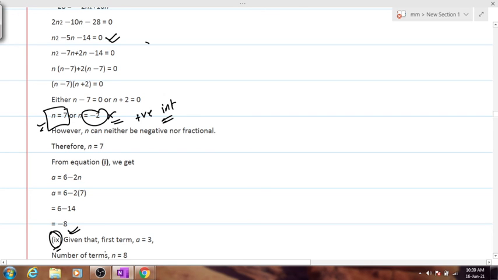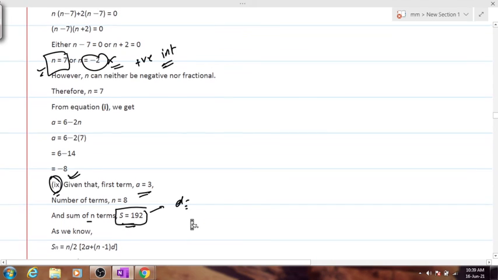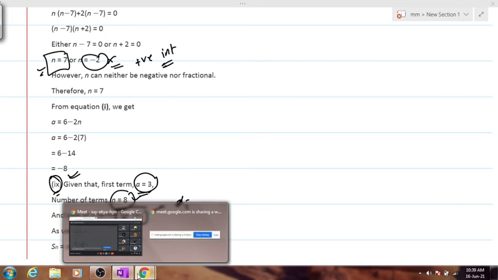Ninth. Where the first term has been given, the number of terms 8 has been given, and the sum of n terms has been given. Sum of n terms is 192. So I think the missing quantity over here is d, right? Can we use the formula for Sn to calculate the value for d? Yes or no? n's value is already given as 8, a value is given, Sn is given, and n is 8, therefore this is S8. Clear? Yes or no? Tell me the value for d now.